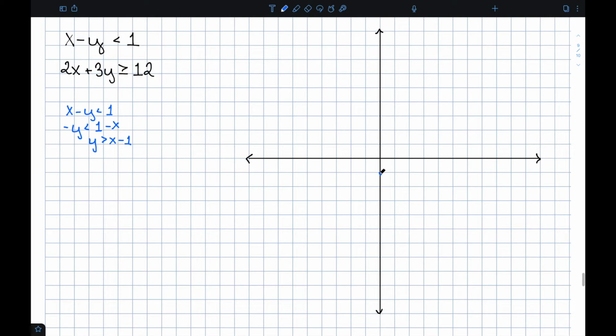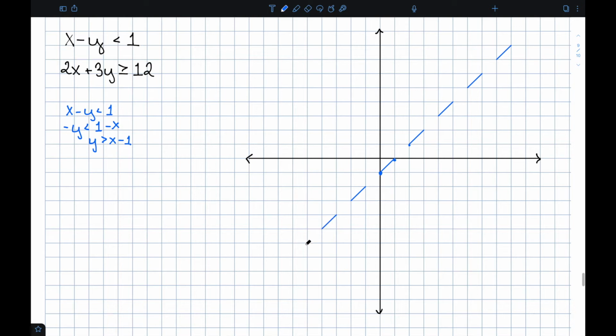So my y-intercept is negative 1 and my slope is 1. So I'm going to move up 1 over 1. Since this is just a greater than, this needs to be a dotted line. For this line, x minus 1. And then we need to figure out where we're going to shade on this line.